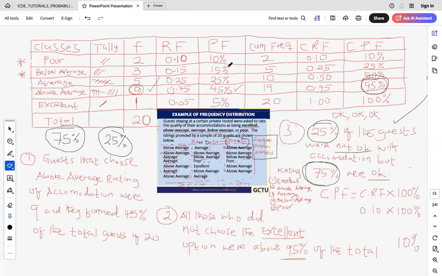Very good. So the same way, for those who did not choose below average, all you do is that below average was 25%. So you just subtract this one from 100%. When you subtract this one from 100%, that will give you 75%. So it means that 75% did not choose below average. Are you getting me?